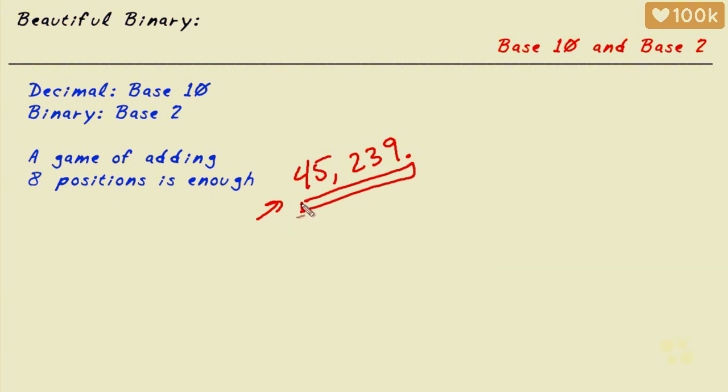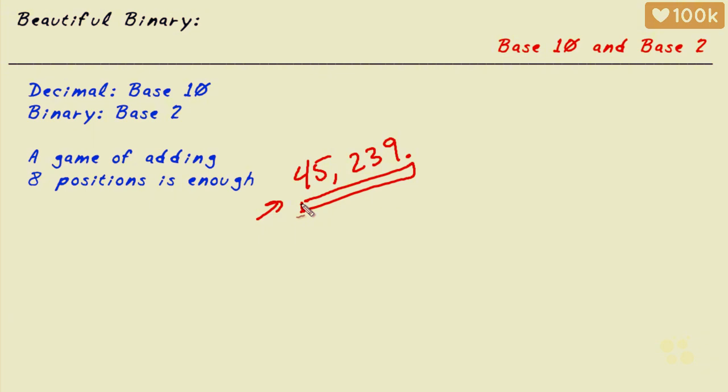Now, you might be saying, well, Keith, this is really obvious. It's 45,239. That's the number. And how did you get that so quickly? And the reality is, it's because we've been using base 10 numbering system for all of our lives.